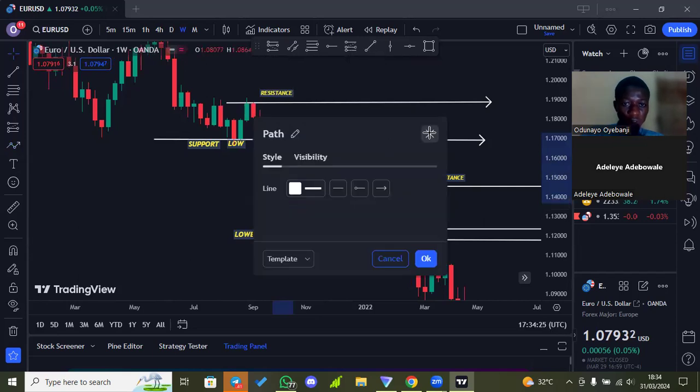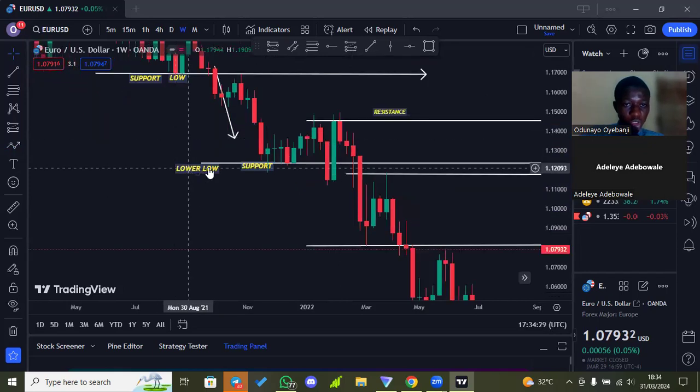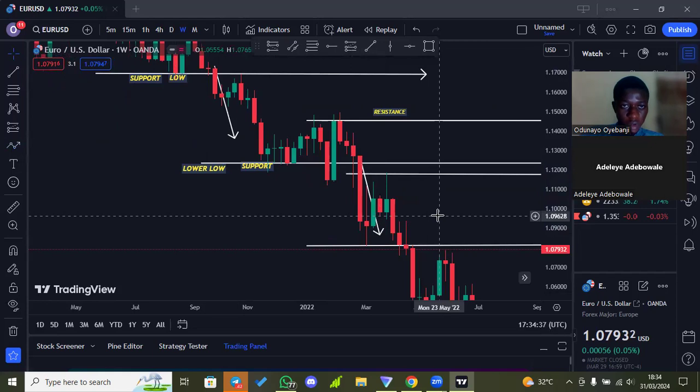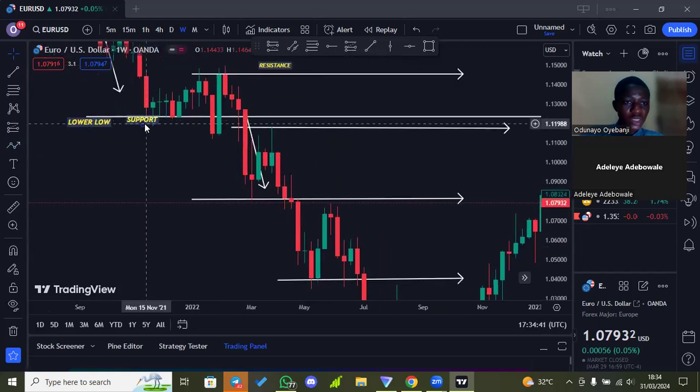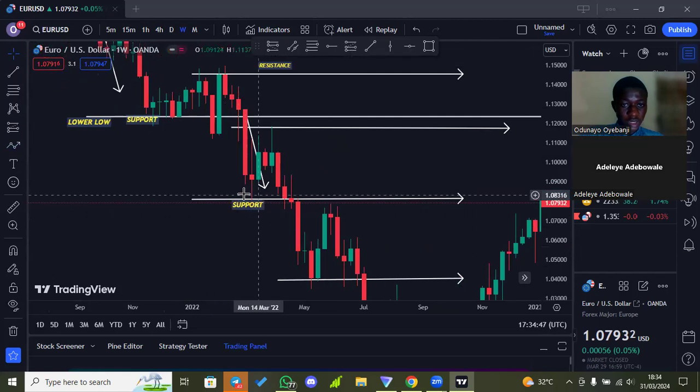Are you following me? The second one, which is the support equivalent to the lower low. This support, this one again. What do we do again? We broke it. Are you following me? We broke it. This is another support, right? This one here is another support.